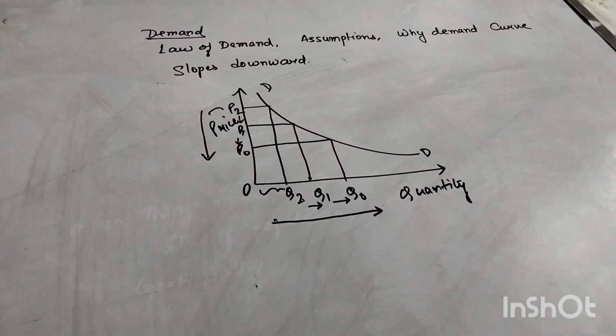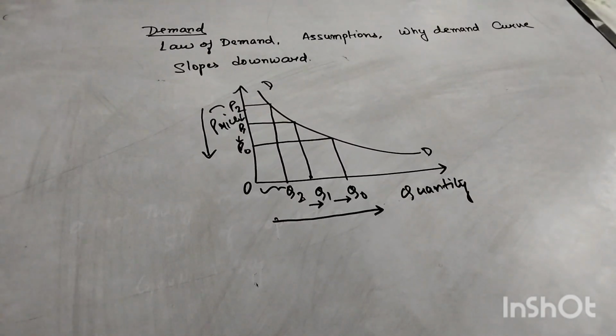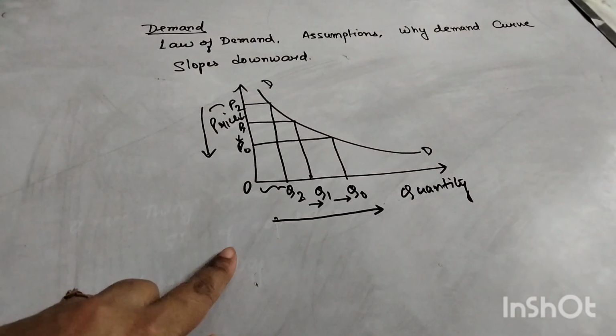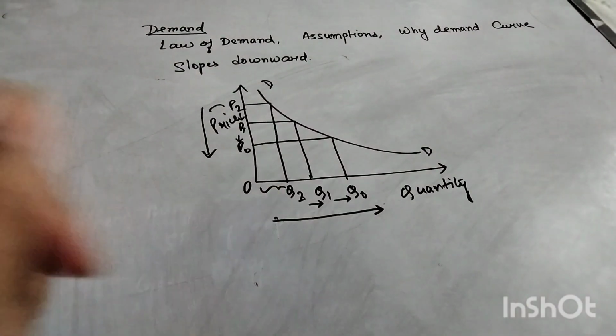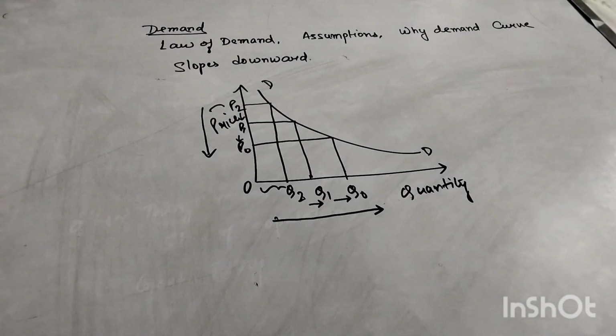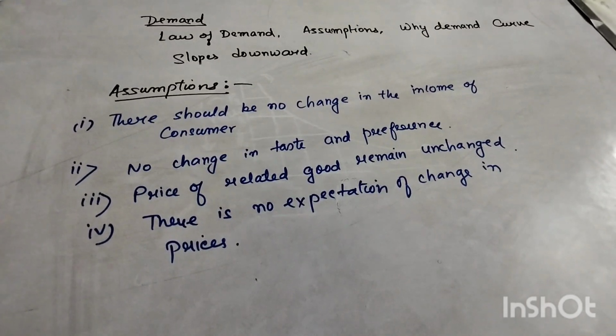Now let us go through the assumptions of this demand curve. Then we are going to see the reasons why this demand curve slopes downward. There are various reasons for the downward slope of the demand curve, so we will discuss them one by one. First, we'll discuss the assumptions. Now let us go through these assumptions.